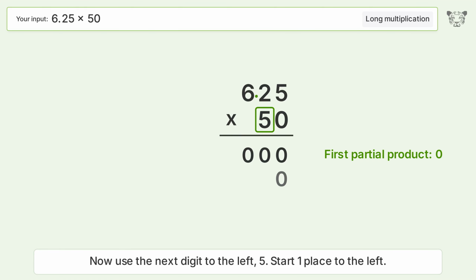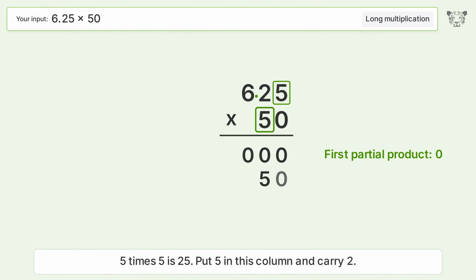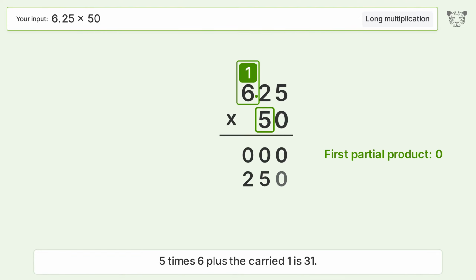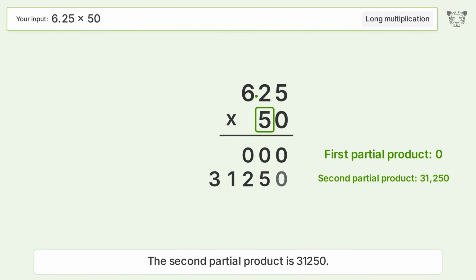Now use the next digit to the left, 5. Start one place to the left. 5 times 5 is 25. Put 5 in this column and carry 2. 5 times 2 plus the carried 2 is 12. Put 2 in this column and carry 1. 5 times 6 plus the carried 1 is 31. The second partial product is 31,250.